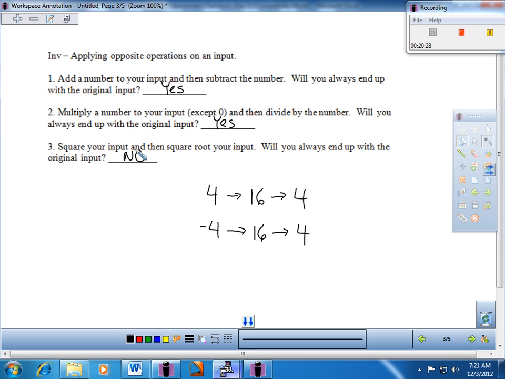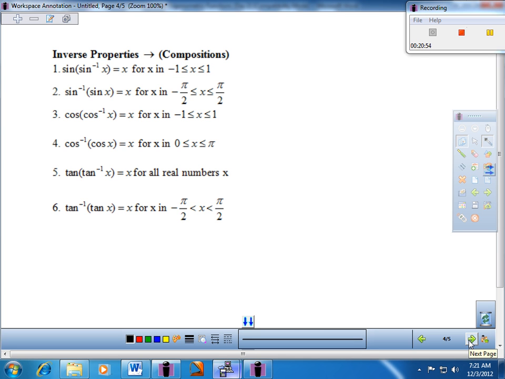I hope everyone's okay with that piece. Addition and subtraction? Yes. Multiplication and division? Yes. Square and square rooting? Not necessarily. And so that, everybody, is what this next piece is. And these are the opposite operations of one another, sometimes called a composition. And so take a look at it. The nice thing about these notes worksheets is you don't have to write it down. They're right there for you. But what we want to do is look at it and see what it entails.